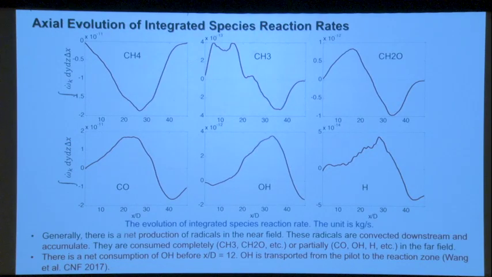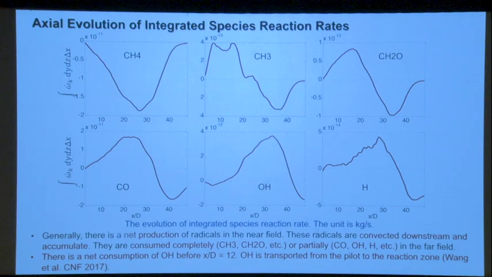So to get a better idea of what's actually going on as we evolve from the near field to downstream, we integrated the species reaction rates, that is the net reaction rate, production minus consumption, and we averaged them across the radial and azimuthal directions, and we took a very, very thin pancake slice at different axial positions to get enough data to compute the integral.